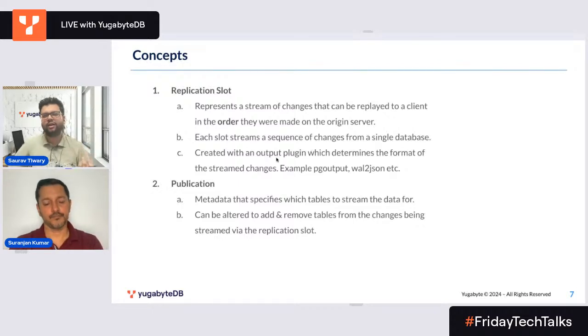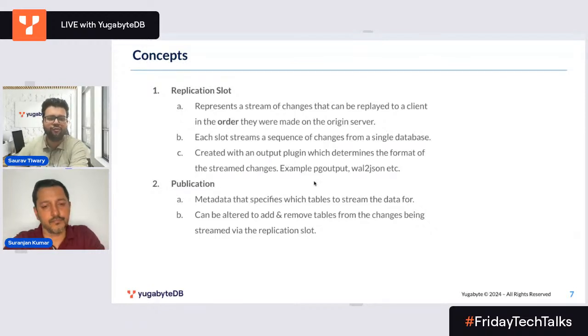When you create a replication slot, you create it with an output plugin. This is more of a plugin-based architecture, and the output plugin determines the format of the streamed changes. For example, wal2json is a very popular output plugin within the PG ecosystem, and the output format is, as the name suggests, JSON. So your changes will be streamed via JSON. Similarly, pgoutput is a native output plugin that comes bundled with Postgres, and this streams data in the output format that Postgres understands.